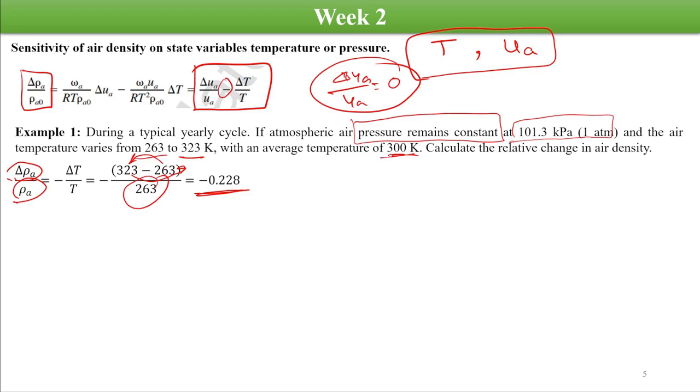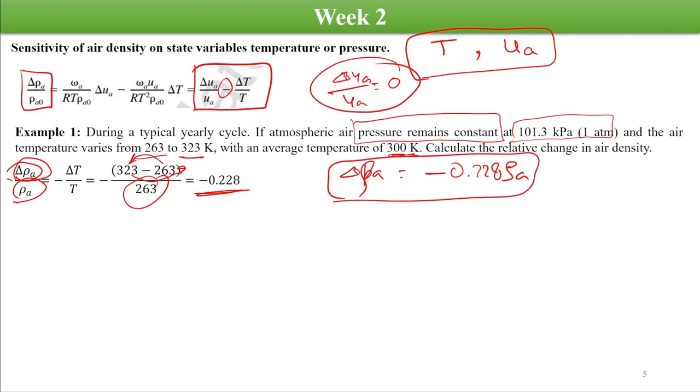This means that this change delta rho A will be equal to minus 0.228 times rho A. That means the change in the air density will be equal to minus 0.228 times the initial air density, right?